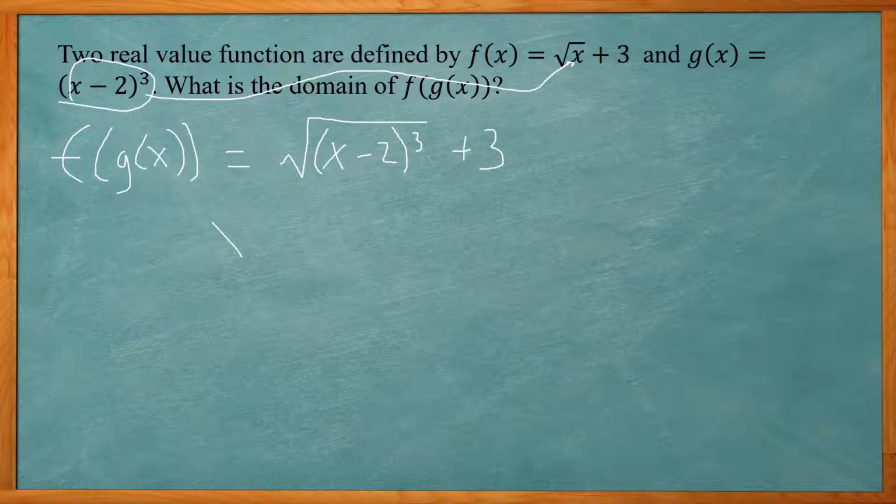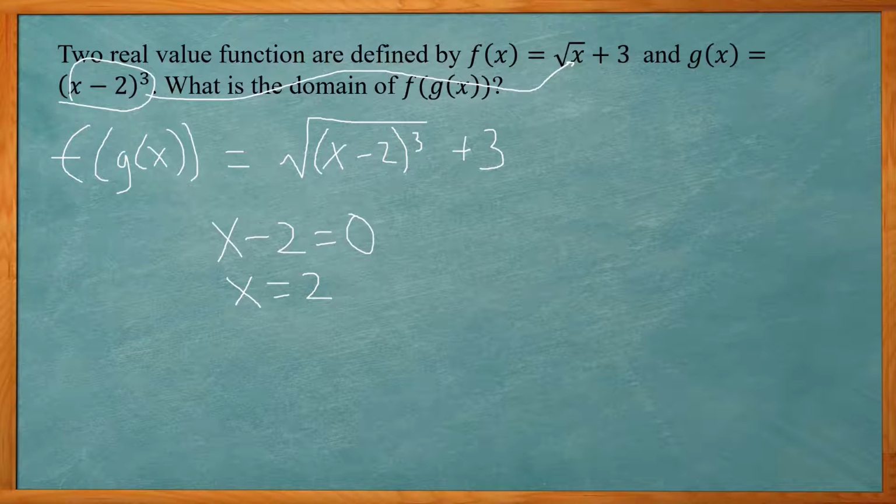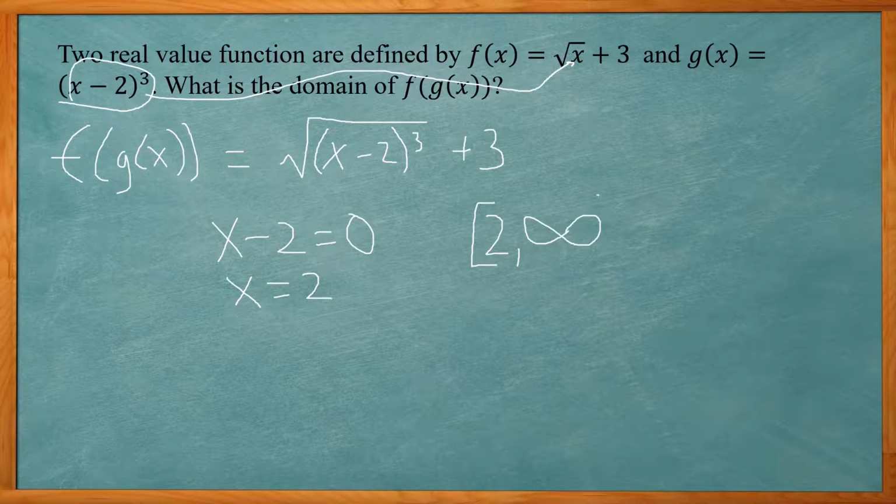So if we look here, if I set that to 0, if I add 2 to both sides, x equals 2. Anything less than 2 will give me a negative number underneath the radical. And it's cubed, so it'll still be negative. So when I write my domain, it's going to include 2, and that's our lower end, and then it can go up to positive infinity. So our domain is from 2 to infinity, including the 2.